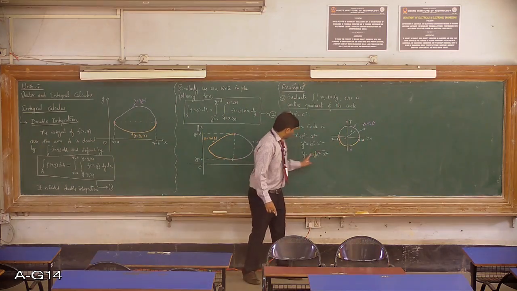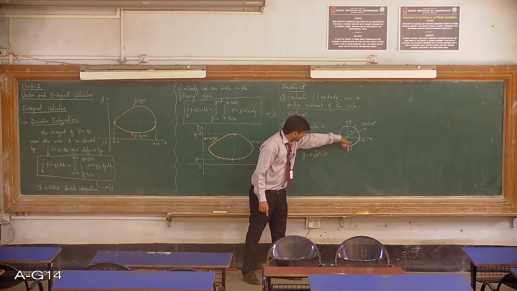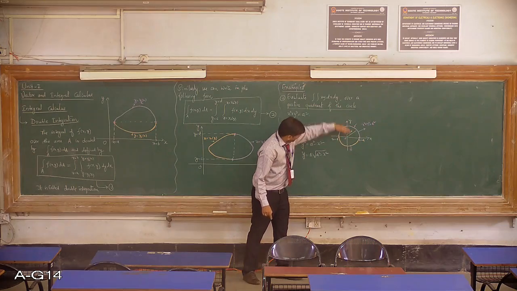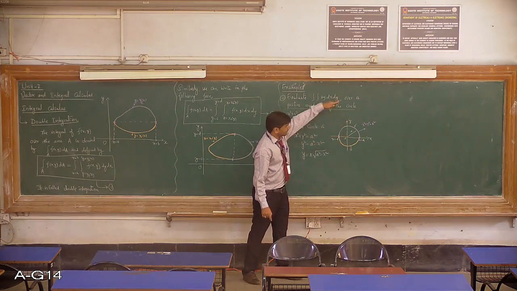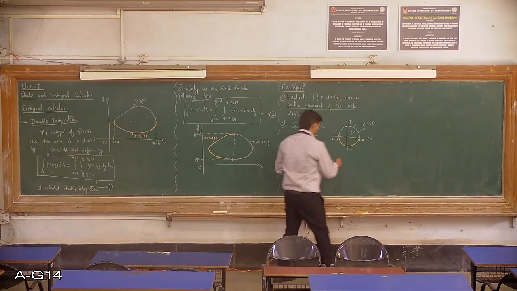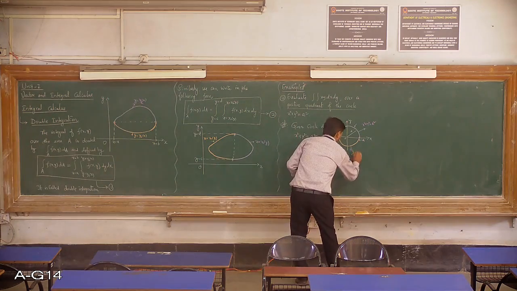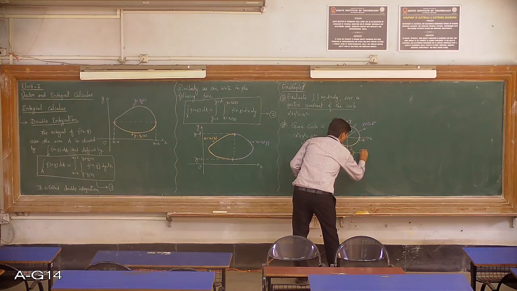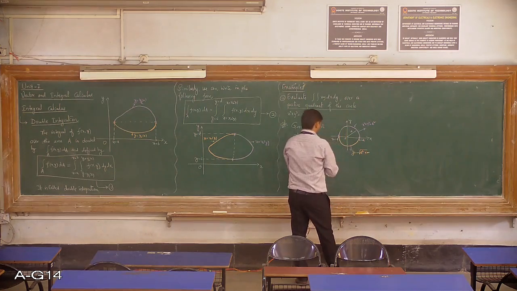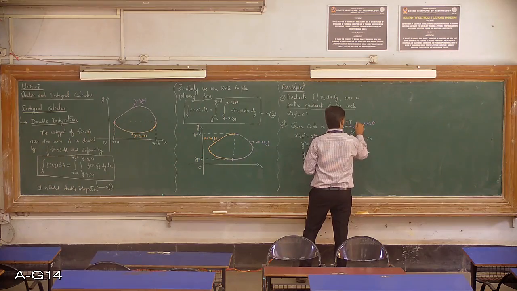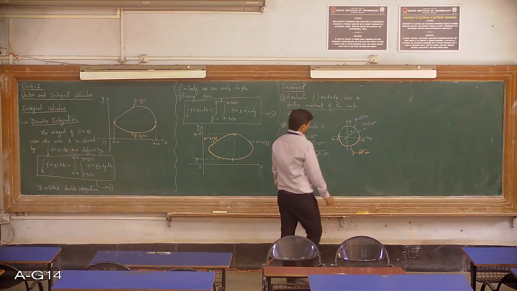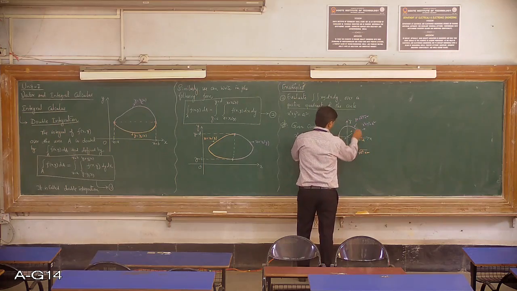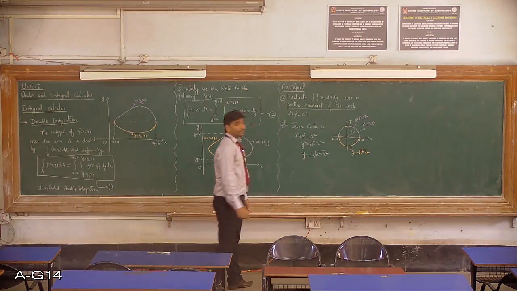See, y is negative in the downward direction from the x axis, and from the x axis upwards it will be positive. Therefore, here I'll write y is equal to minus square root of a square minus x square, and for this particular function, y is equal to plus square root of a square minus x square. So from this curve to this curve, now we have fixed the limits.